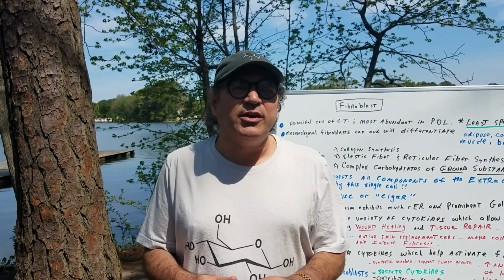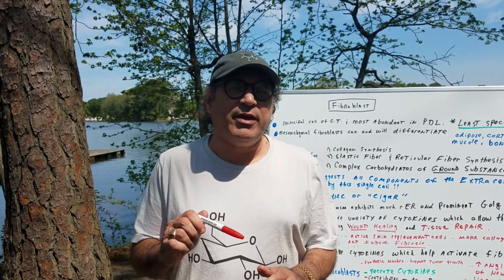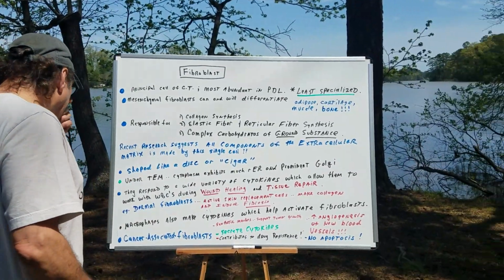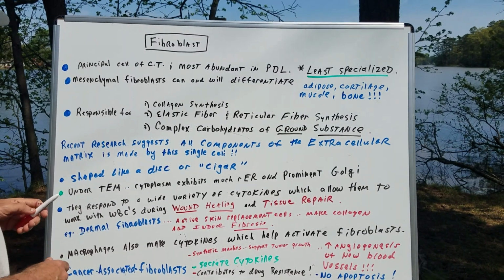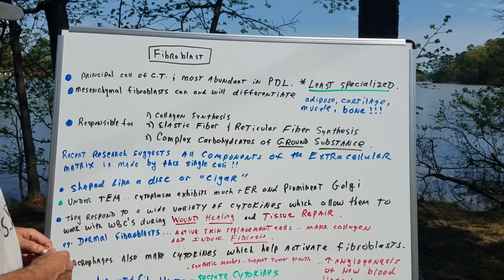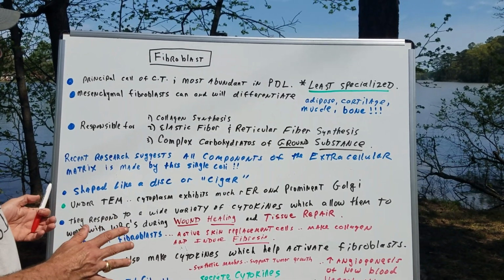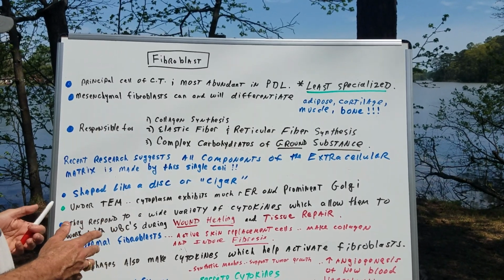Today's video is going to be on biology and a very important cell known as the fibroblast. So come over and let's take a look at what I have for you. Okay, Dr. Romano. Now, the fibroblast is the principal cell of connective tissue. They're very easy to spot. You can't miss them. They're shaped like discs.